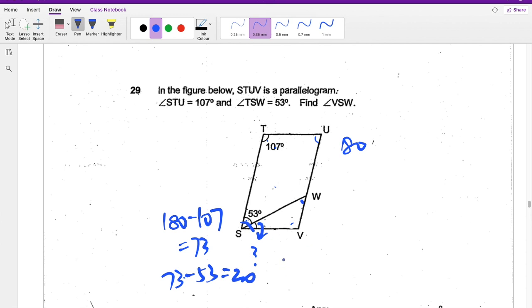Are there other ways to solve it? Well, let's see. For example, because of the parallel lines, this is 53, so this angle is equal to this angle. So this angle equals 180 minus 107 minus 53, which is similar to the previous one, which is 20.